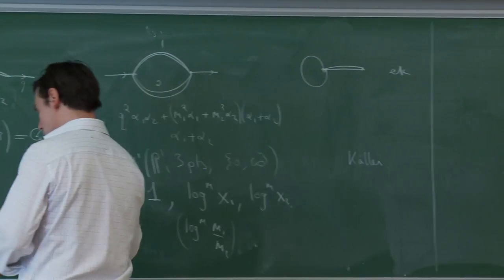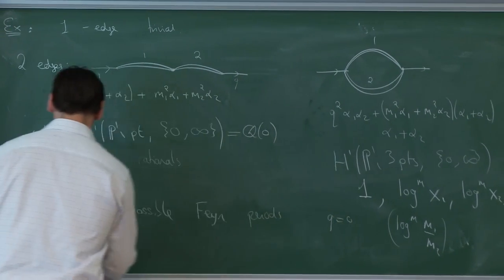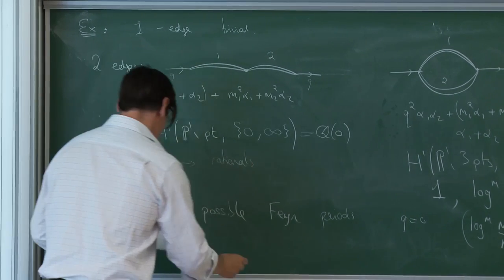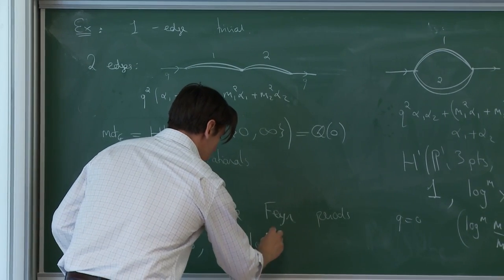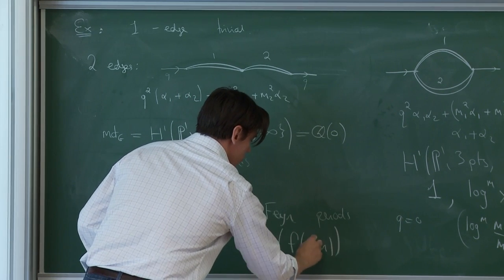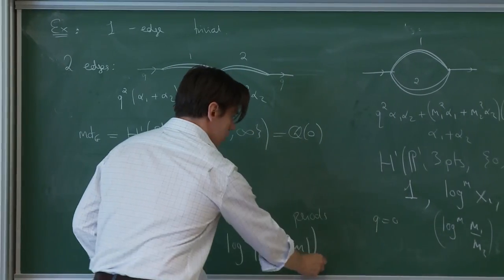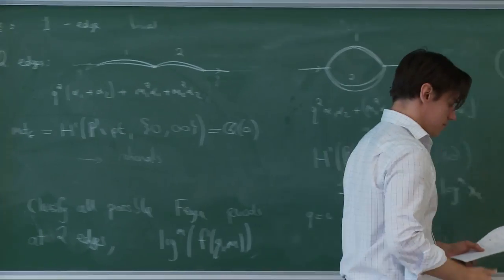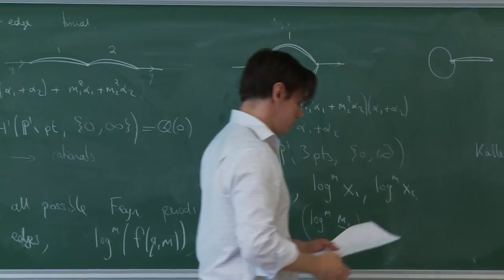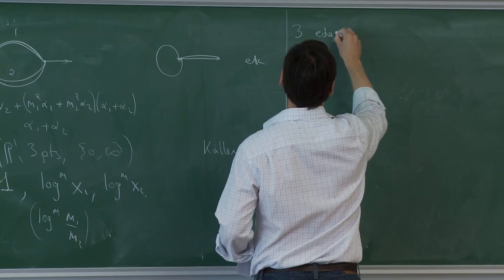Okay, so we've classified all possible motivic Feynman periods at two edges. That's kind of trivial. And they're all of the form logarithm of some rational function, some algebraic function of the masses and momenta, which I didn't write down. They can have a square root because of Newton's formula. Yeah. So now we've understood that. So now we move on to three edges.